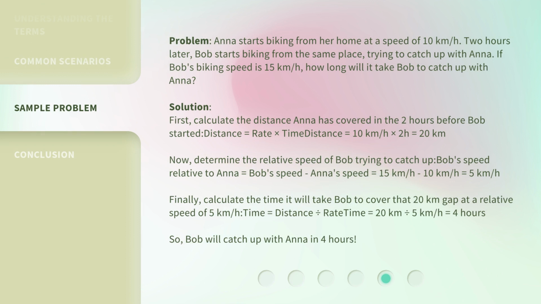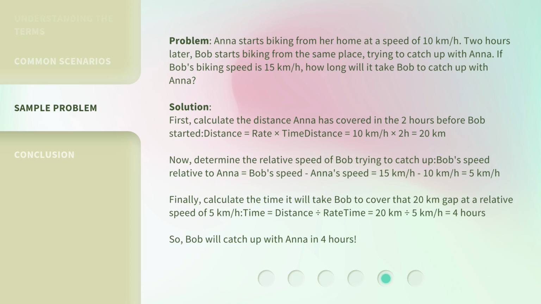Problem. Anna starts biking from her home at a speed of 10 kilometers per hour. 2 hours later, Bob starts biking from the same place, trying to catch up with Anna. If Bob's biking speed is 15 kilometers per hour, how long will it take Bob to catch up with Anna?